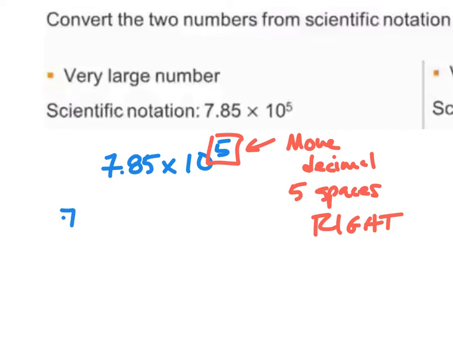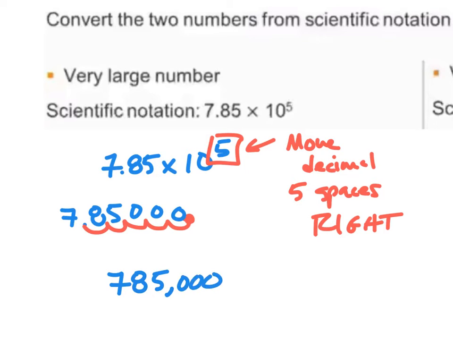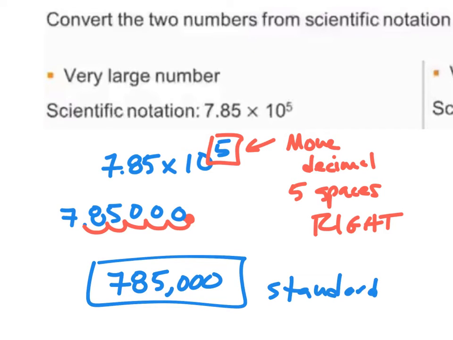So this is the strategy we're doing. I've got 7.85, and I'm going to move my decimal place 5 spaces to the right. I'm just going to count 1, 2, 3, 4, 5. And that's my new decimal place. Then I have to fill this in with zeros. On each little curve is where a placeholder goes. So now I have the number 785,000, and that's my number in standard notation.